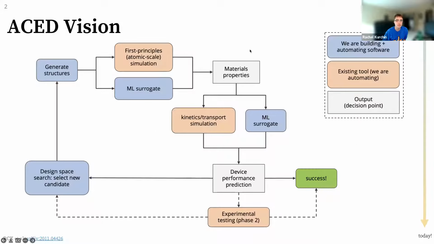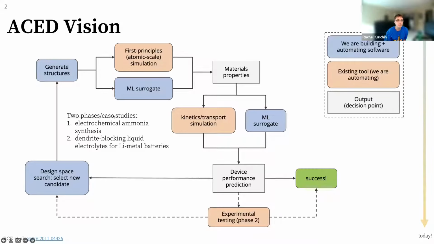And so where my work specifically slotted in and what got all of this started, oh, sorry, I should have said, we have two phases or case studies where we're trying to apply this workflow. In phase one, we were looking at discovering catalysts for electrochemical ammonia synthesis. And in the second phase, which is what we're mostly focused on now, developing new liquid electrolytes that can block dendrite formation in lithium metal batteries. But we're really hoping that, of course, there's tooling that's specific to those applications, but that this workflow can be a fairly generalizable paradigm.